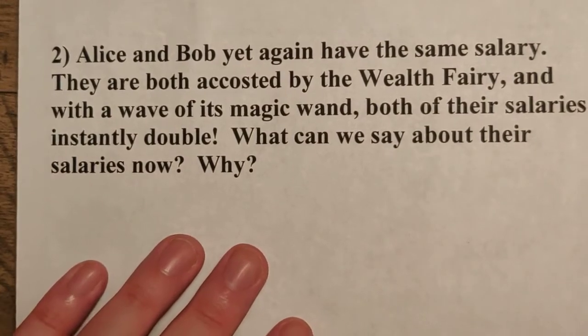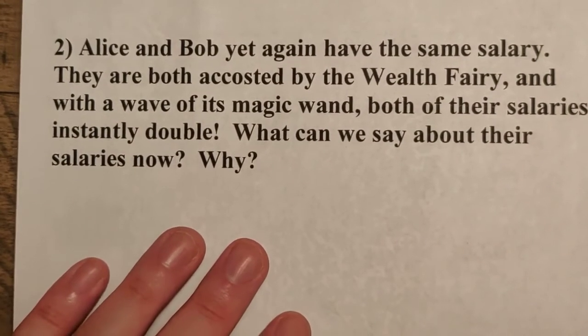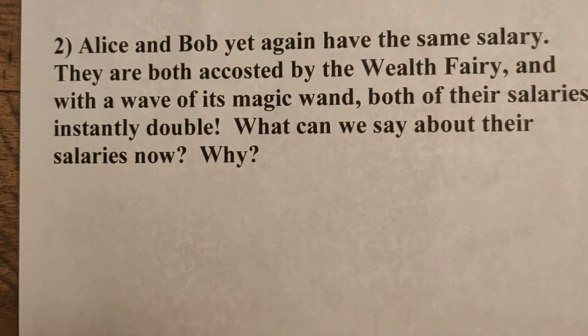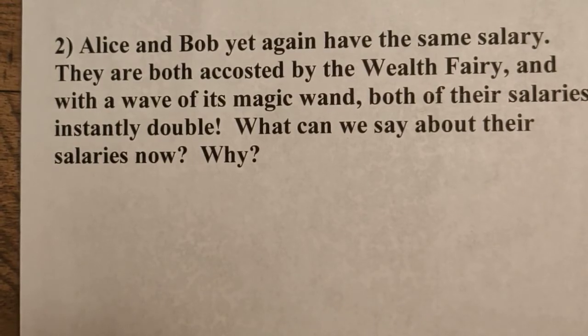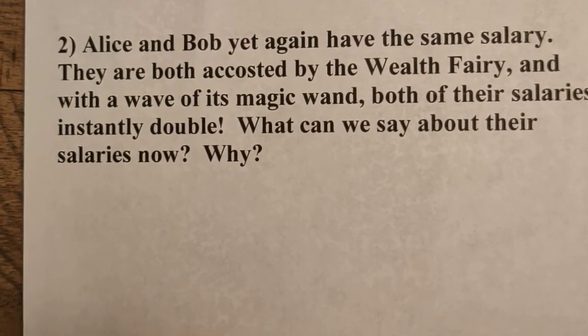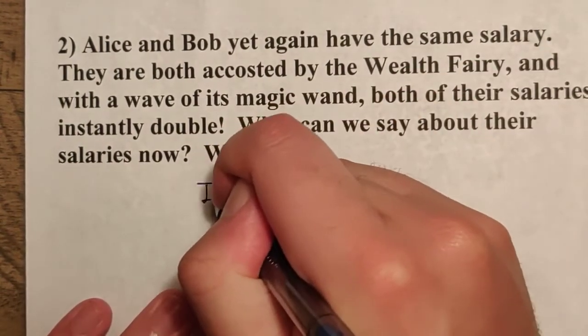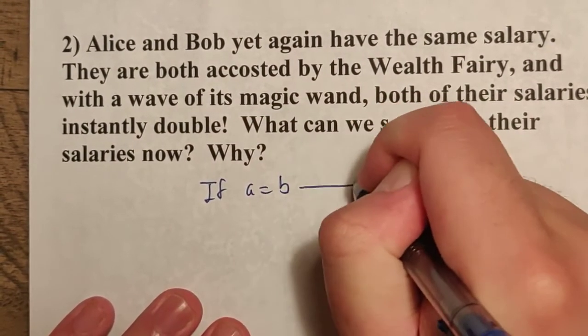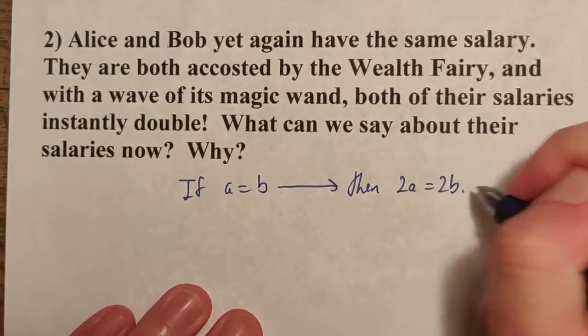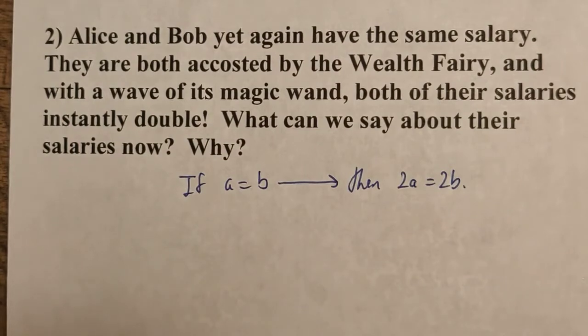We have two people, Alice and Bob, good people, and they happen to have the same salary. They're both accosted by what we call the wealth fairy. With a wave of its magic wand, both of their salaries instantly double. Intuitively, it makes sense that if you start off with equal things and they're being multiplied by 2, since doubling means multiplying by 2, then if A equals B, we can have 2A equal to 2B. You start off with equal things, we multiply by the same thing, and we get equal things at the end.